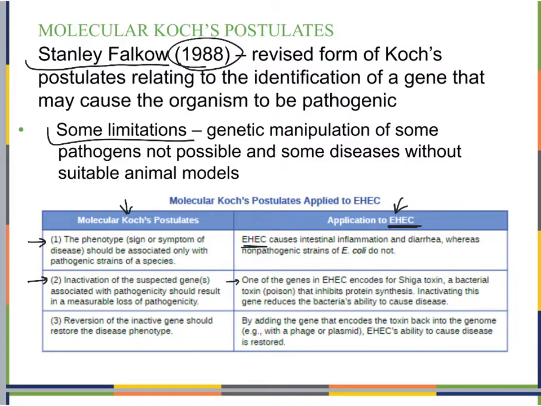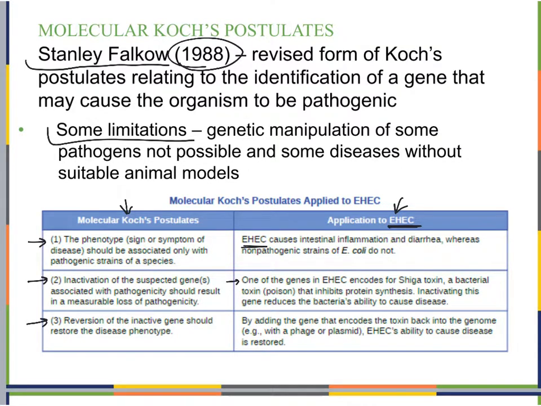So in the example here on the right-hand side, it says one of the genes in EHEC encodes for the Shiga toxin, which is a bacterial toxin or poison, and that inhibits protein synthesis. So inactivating this particular gene can then reduce the bacteria's ability to cause disease. So we're seeing a decrease in the signs and symptoms, what's causing disease.